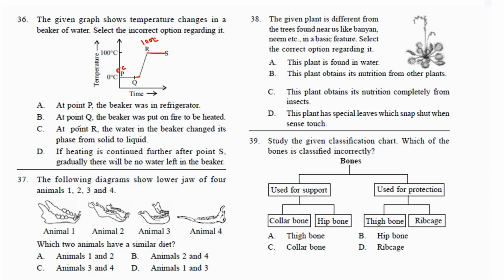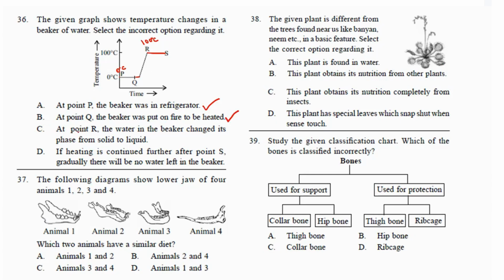So let's see what the points say. The first point says at point P, the beaker was in the refrigerator. So this can be correct because we can see at point P, the temperature is at 0 degrees. So this is correct. Option B says at point Q, the beaker was put on fire to be heated. So you can see that after point Q, there is a rise in temperature. So this is also correct, because after this, the temperature has risen. That means after point P, it started heating, right?